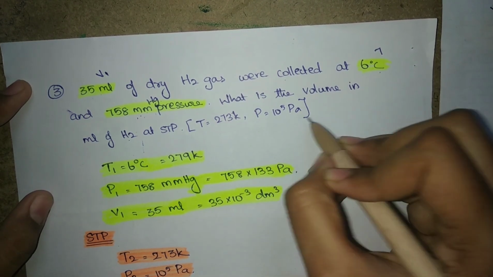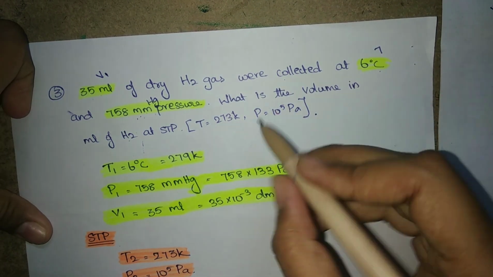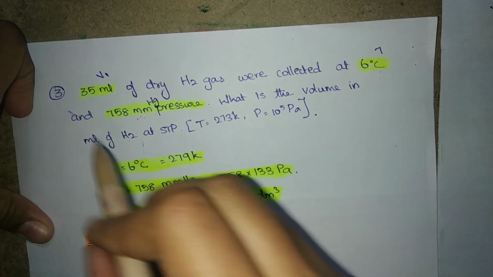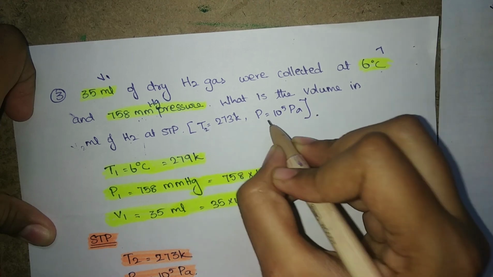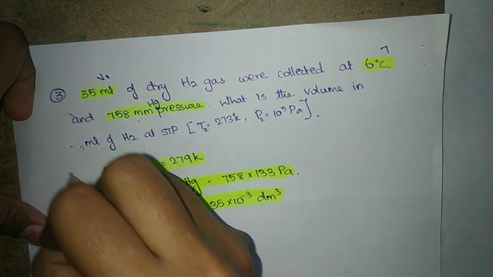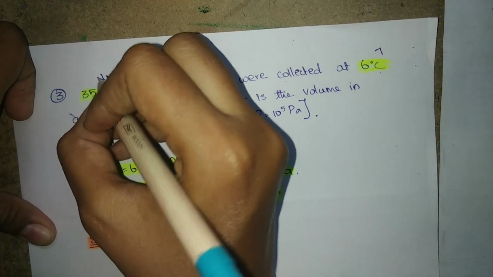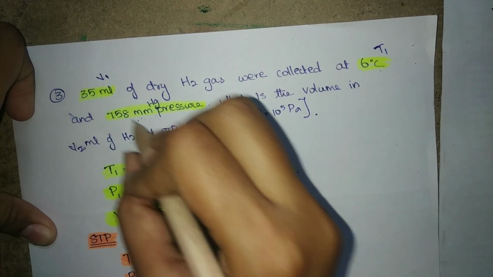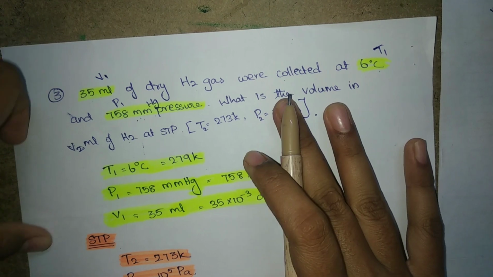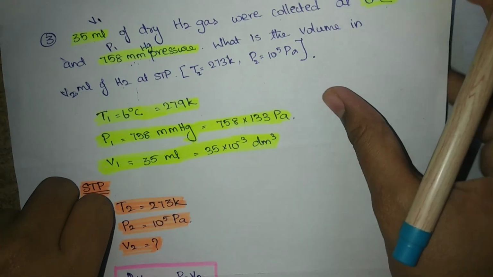Pressure will be 10 power 5 pascals and temperature will be 273 Kelvin, and we need to find out the value of volume. So T2 is 273, P2 is 10 power 5, V2 we have to find out, V1 is 35, T1 is 6 degrees Celsius and P1 is 758 millimeter mercury.